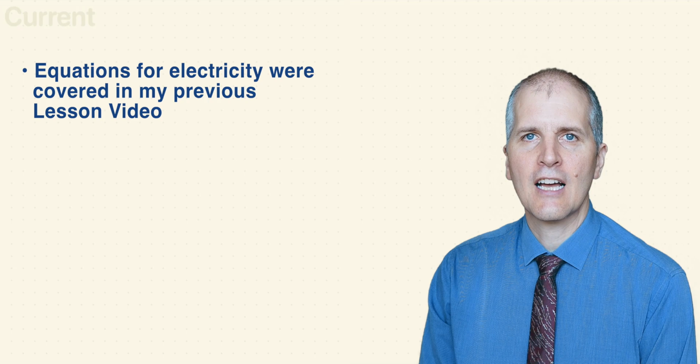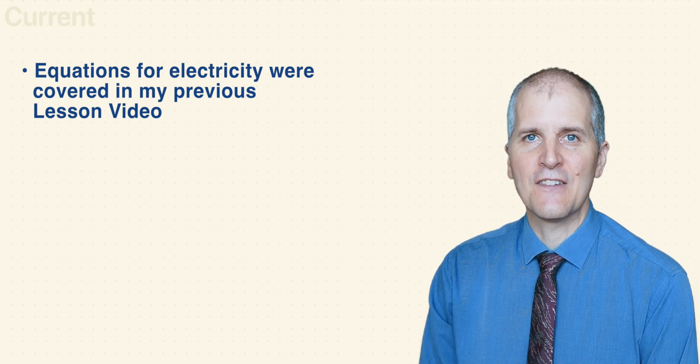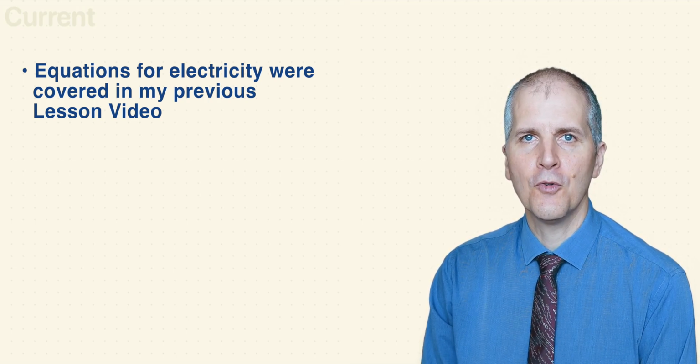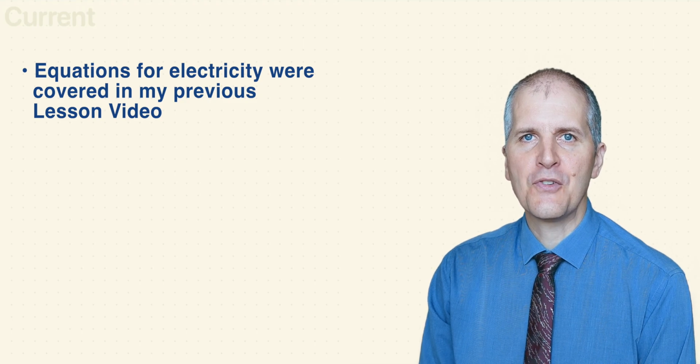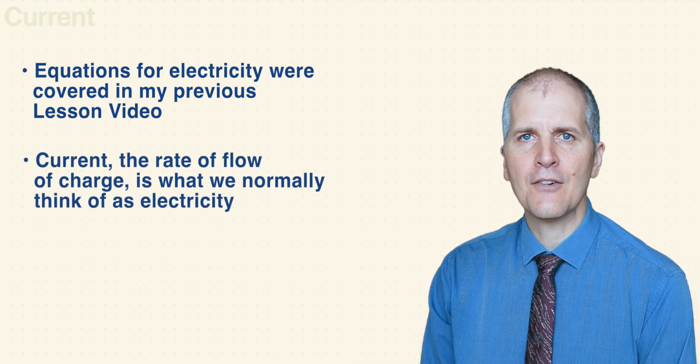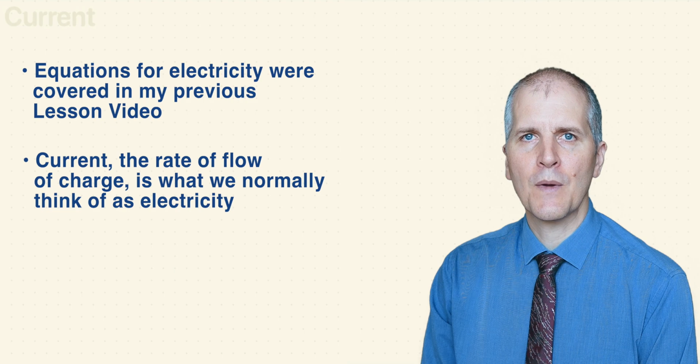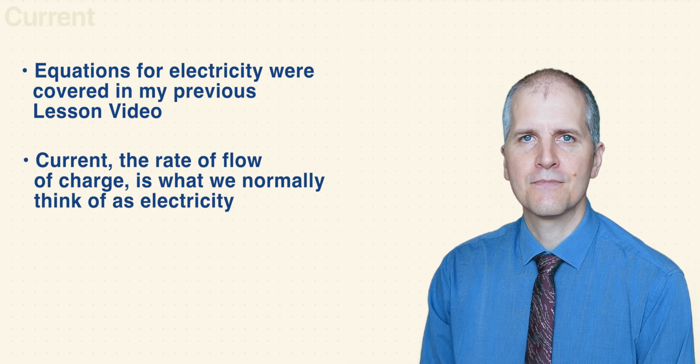My lesson video on electricity equations covered a lot, and really it covered a lot of mathematical formulas. What we're going to do now is go through the theory, and the best place to start with that is current. Let's start with the defining equation. Current equals charge divided by time. I equals Q over T, which in units is amps equals coulombs over seconds.